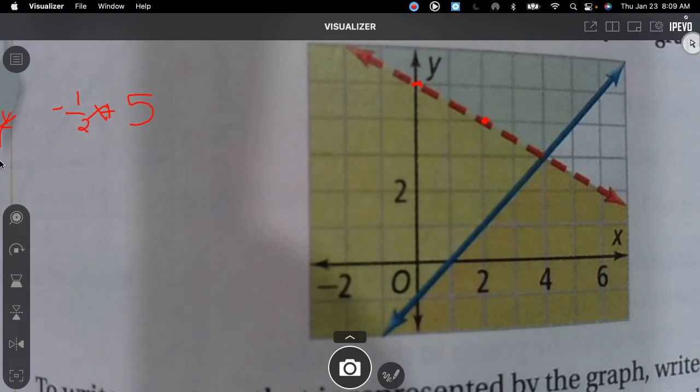Does everybody know where we got those numbers from? Plus 5 is because I'm up here at 5. -1/2 is because I went down 1 and over 2 to get to a point. Less than because I shaded below that red line, and it's not equal to because it's dotted. That's what we did yesterday, wasn't it? Yeah, we did a couple of these yesterday.